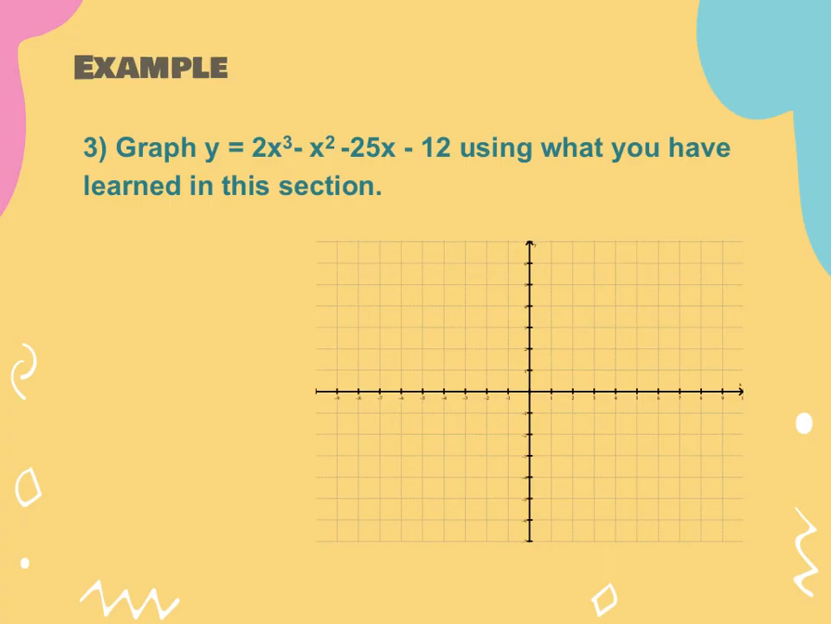All right, let's do another one. Graph y equals 2x to the third minus x squared minus 25x minus 12. So start with end behavior. Is it in decreasing degree order? Yes. Highest exponent is even or odd? Odd, which means one's going up, one's going down. Positive or negative? Positive, which means falls left again, rises right.